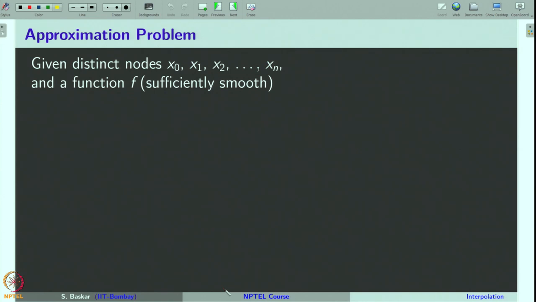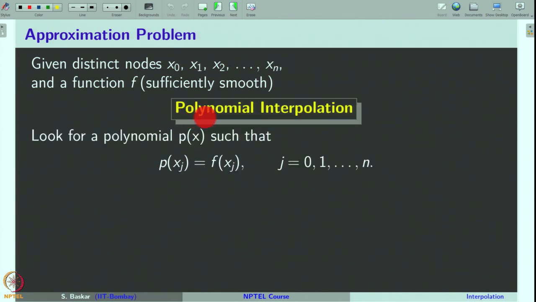Let us first define the problem of our interest. We are given n distinct nodes x0, x1, up to xn, and we also assume that the given function is sufficiently smooth. Before defining our problem, let us recall what we did so far in polynomial interpolations. We seek a polynomial of degree less than or equal to n such that the polynomial value at the node points coincides with the value of the function at the corresponding node points, right? This is the interpolation condition that we have demanded on our interpolating polynomial, and we got a unique polynomial of degree less than or equal to n when we are given n plus 1 distinct nodes.